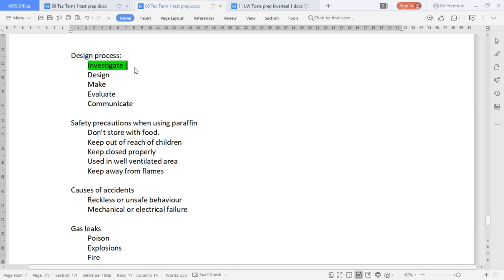So the investigate is getting facts to find out what the need is. Because if you don't find out what the need is first, then making something, building something, making a design is completely useless, because you're not going to fulfill the need of whoever you're designing something for.